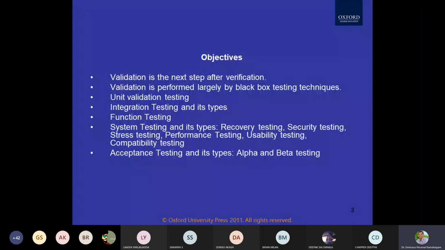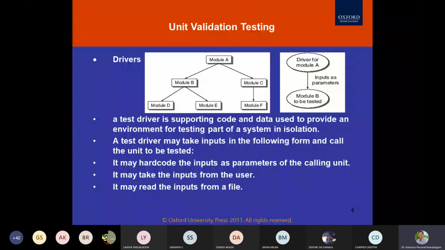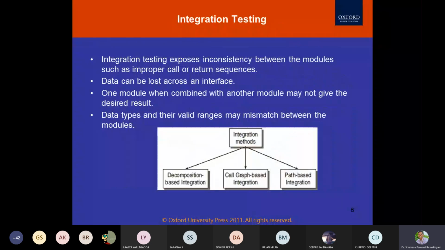So in the last class we discussed what is driver and what is stub. Today we are going to discuss integration testing. The driver and stub are very important here, because based on that only we are going to integrate the modules.